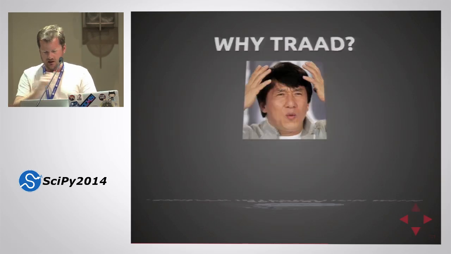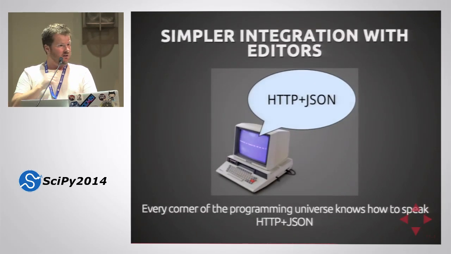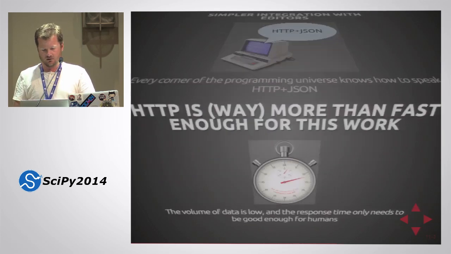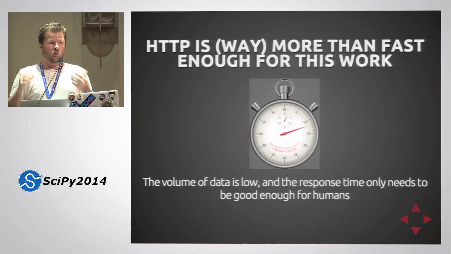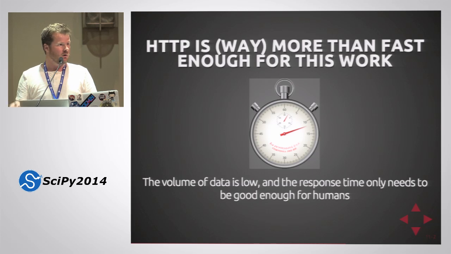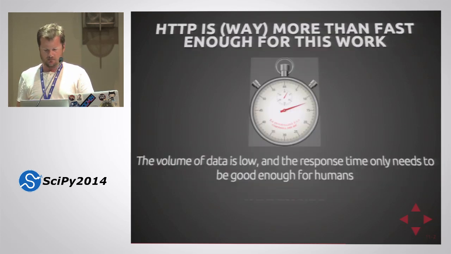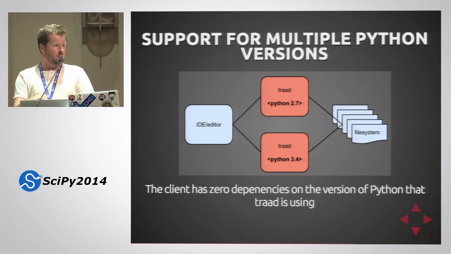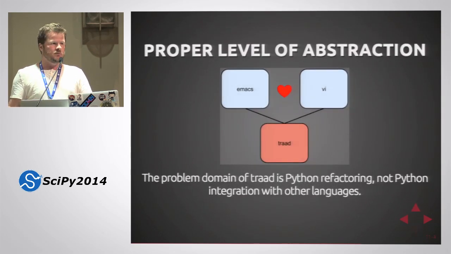So why Trod? Why did I write it? Got a few seconds left. Because this makes integration with editors much simpler. HTTP JSON is spoken by everything in the universe at this point. HTTP is way more than fast enough to do this kind of work, so there's no worry about performance. You don't have to embed Rope to make it do its job. Helps you support multiple versions of Python. I'm almost done. And it's the proper level of abstraction.